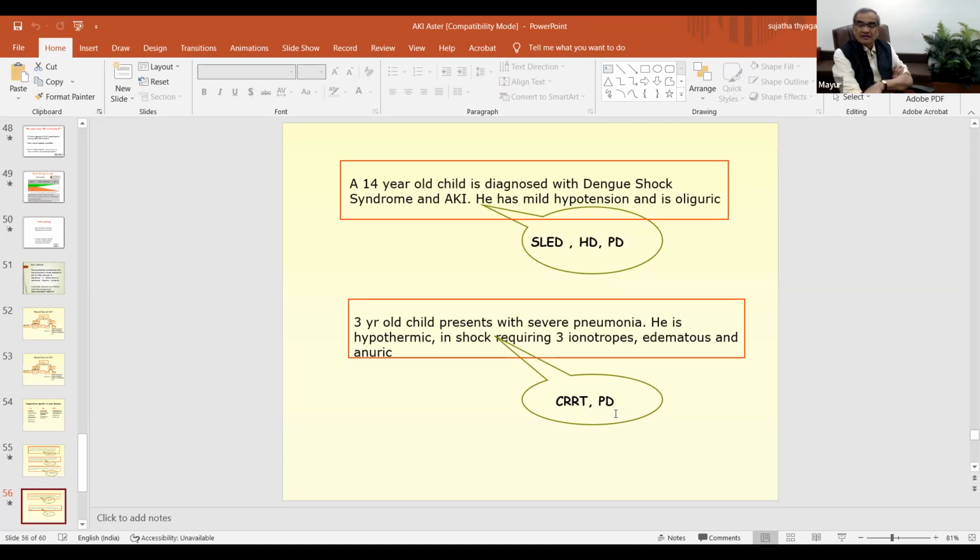Because as you know, CRRT is labor intensive and may not be easily possible, but SLED can be done with a regular hemodialysis machine, and you can use PD as well if SLED or hemodialysis are not possible. But this requires a real tertiary care setup.